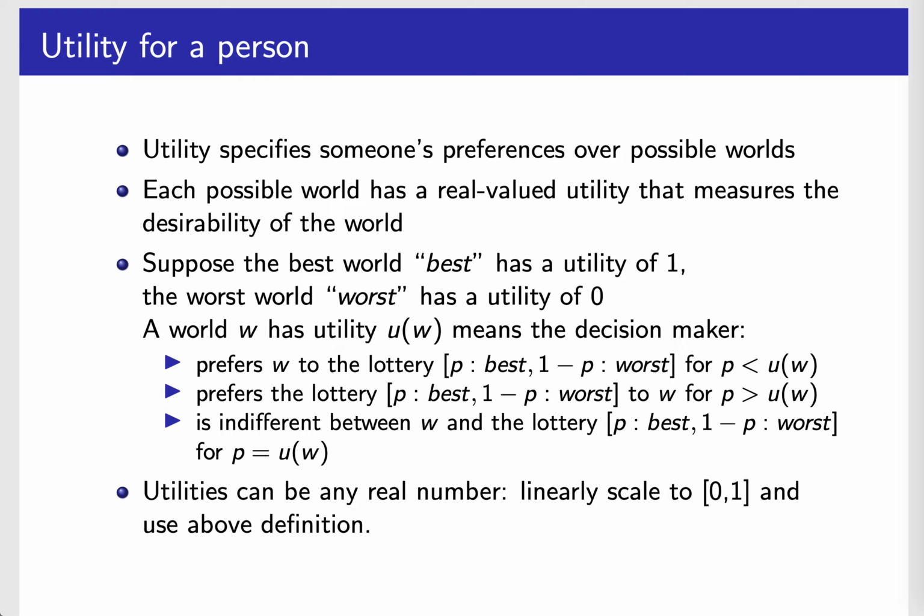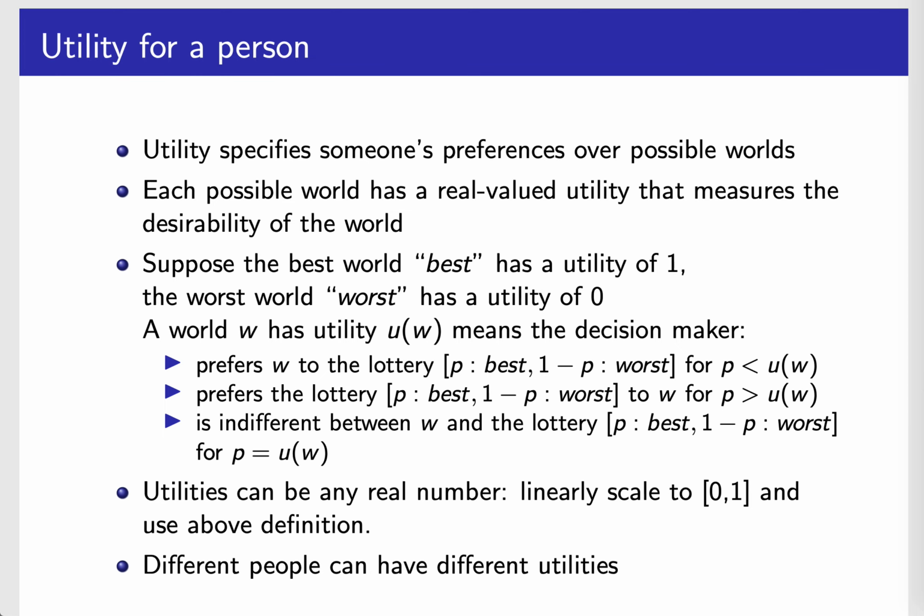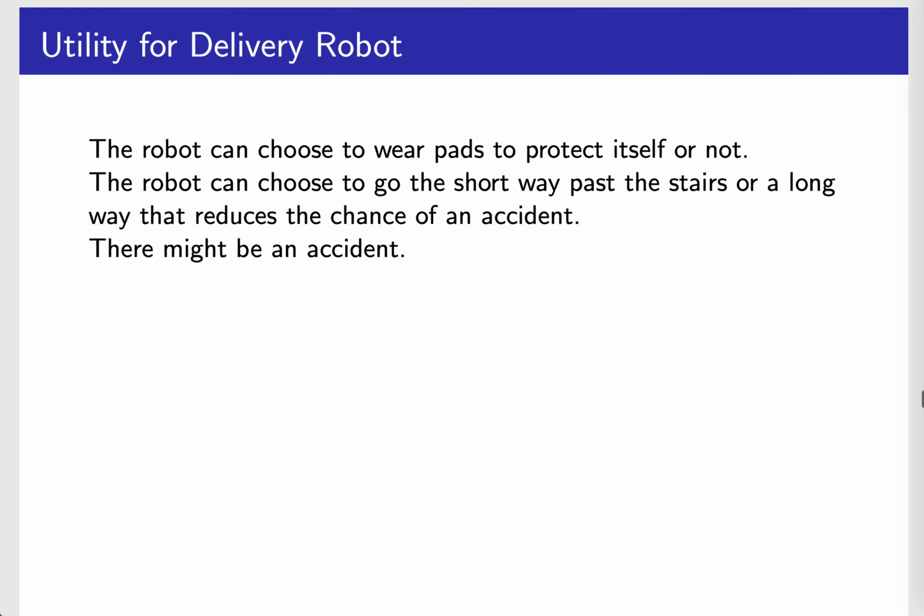Utilities can be any real number, and we're going to linearly scale them to 0, 1 and use the above definition. Often we're going to use 0 to 100. It actually doesn't matter what scale you use. 0 to 100 is useful because it lets us distinguish utilities from probabilities. Different people can have different utilities. This is not something you get by observing the world like probabilities, but you actually have to work out what agents' utilities are.